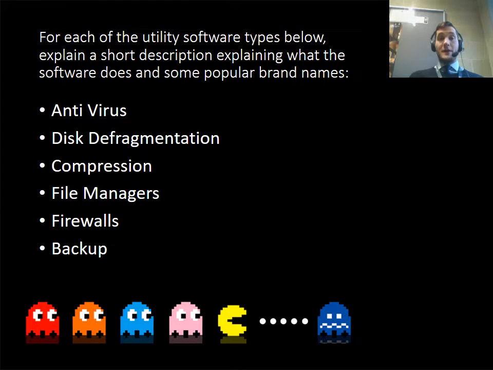We also have firewalls, which stop people from intruding into your network. We also have backup utilities. The backup utilities would be used to make sure that a large number of files are archived so that you can go back to them later.